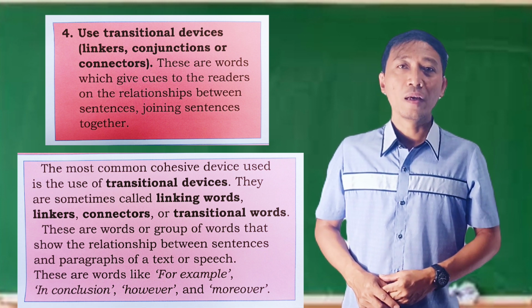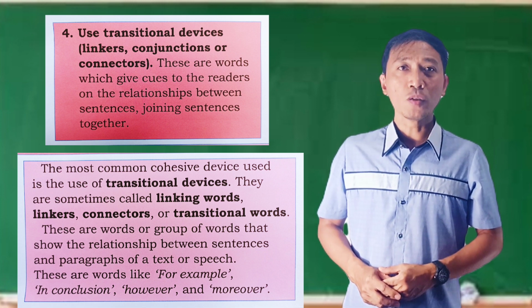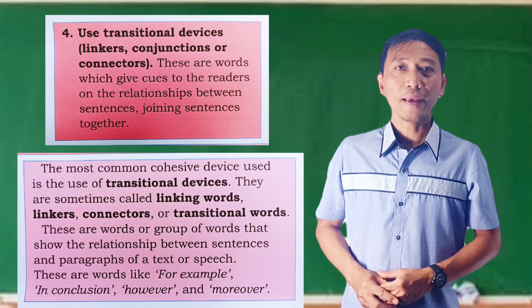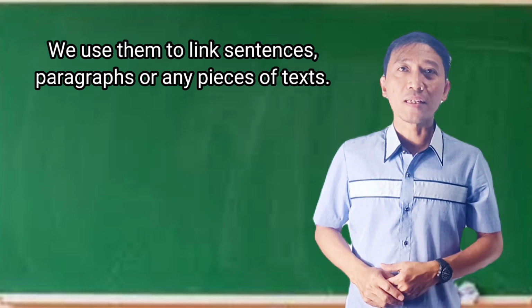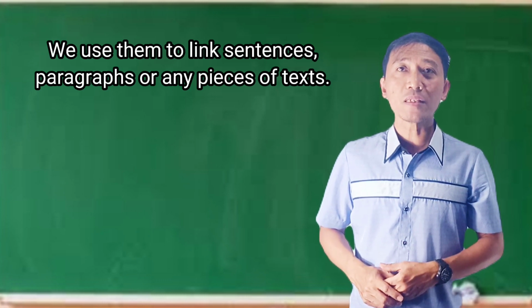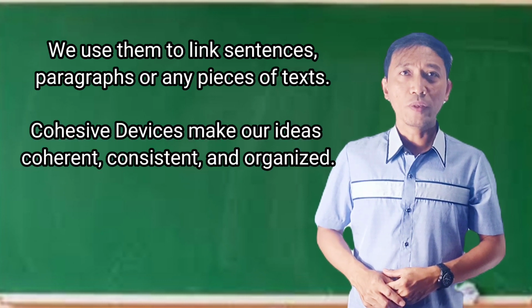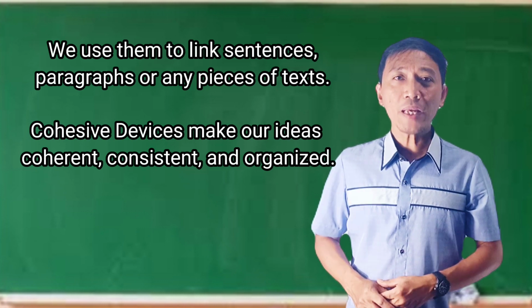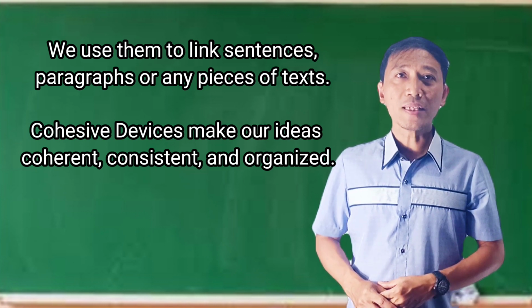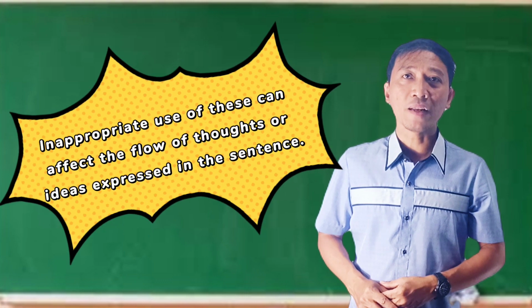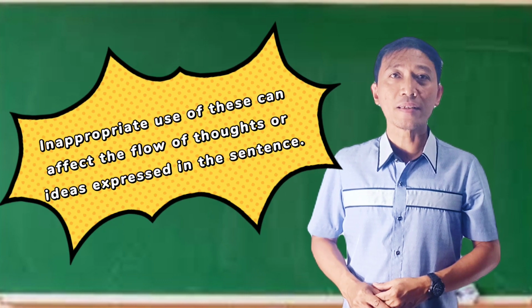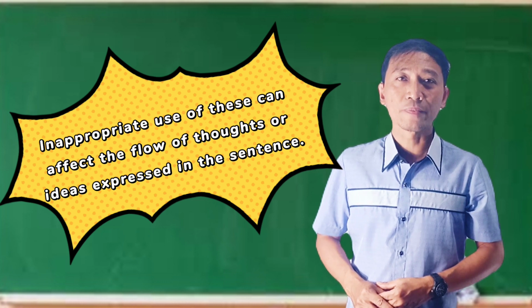These are words like, for example, in conclusion, however, and moreover. We use them to link sentences, paragraphs, or any pieces of texts. In other words, cohesive devices make our ideas coherent, consistent, and organized. Inappropriate use of these can affect the flow of thoughts or ideas expressed in the sentence.